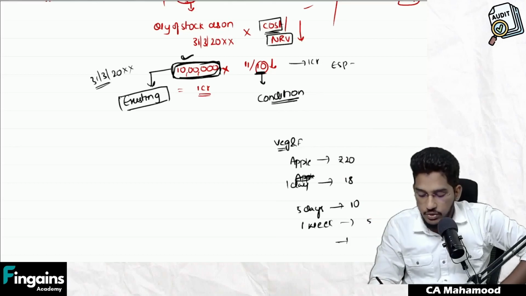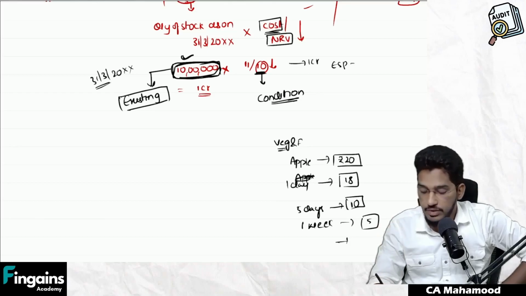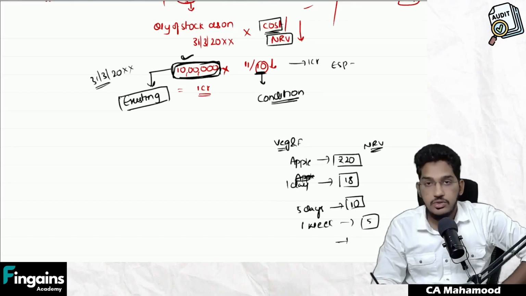See here, whatever I am telling you, on the day it has been brought to the market, the apple will fetch 20 rupees. 1 day passes, it will fetch 18 rupees. 5 days pass, it will fetch only 10 rupees. 1 week passes, it will fetch only 5 rupees. This is all nothing but NRV. This is all nothing but what?